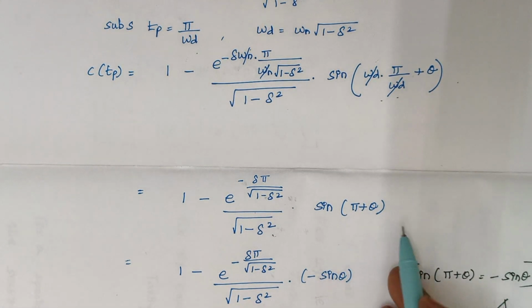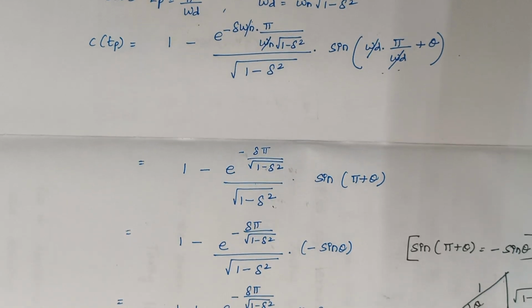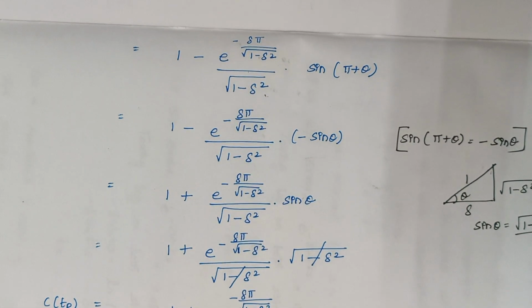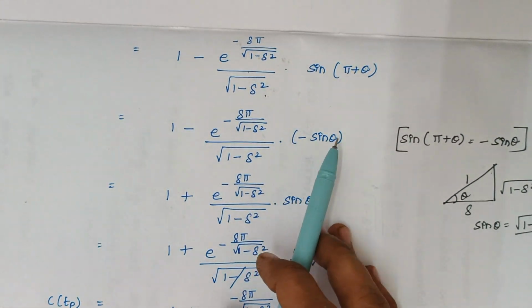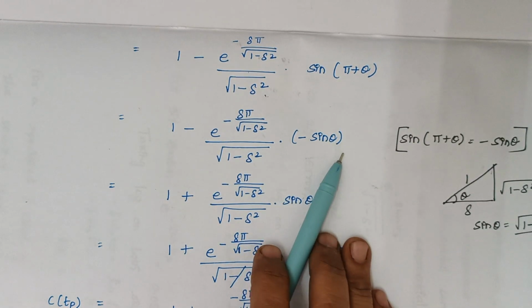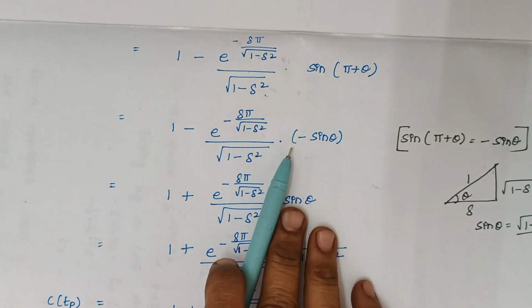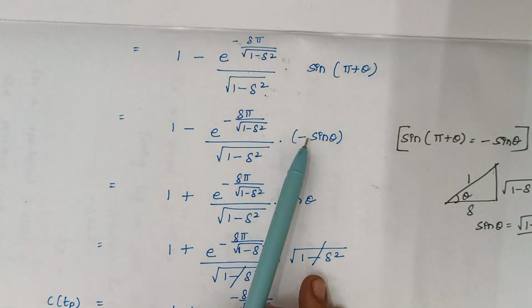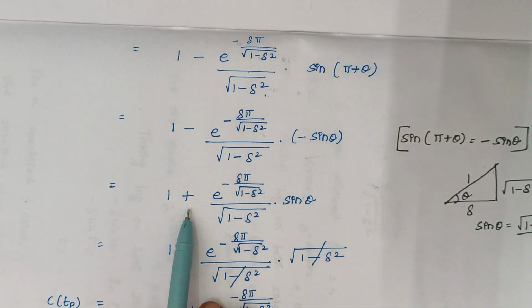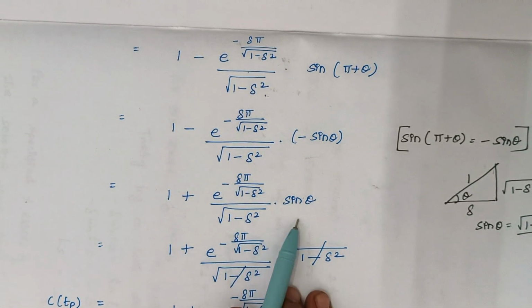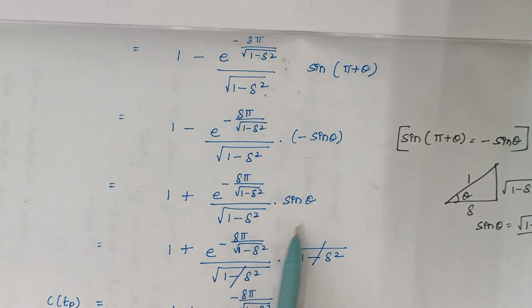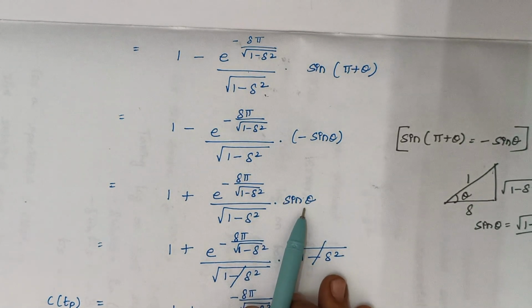Sine of pi plus theta, as we all know, is nothing but minus sine theta. So I am replacing sine of pi plus theta with minus sine theta. The remaining terms remain as such. Here minus into minus becomes plus, so I write 1 plus these terms. And finally, I am going to replace this sine theta.